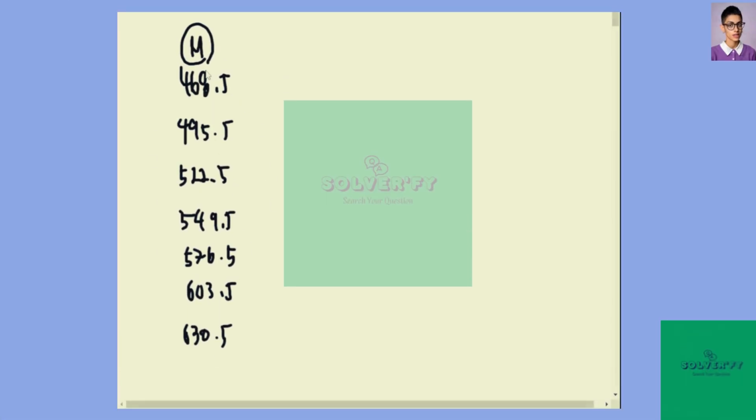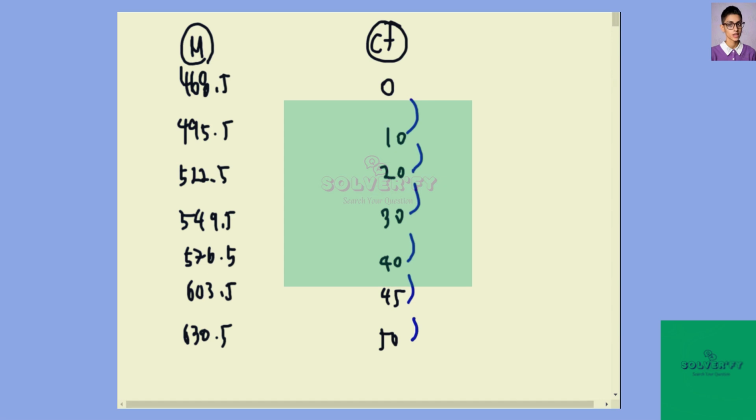So I copy down all the data, the variables from the ogive. Now I'm going to also copy down the cumulative frequency over here. So the first one, I'm just going to have a rough estimate: 0 and 10, 20, 30, 40, 45, and 50. And now from the cumulative frequency, if you find the difference for each interval over here, that will be equal to the frequency.